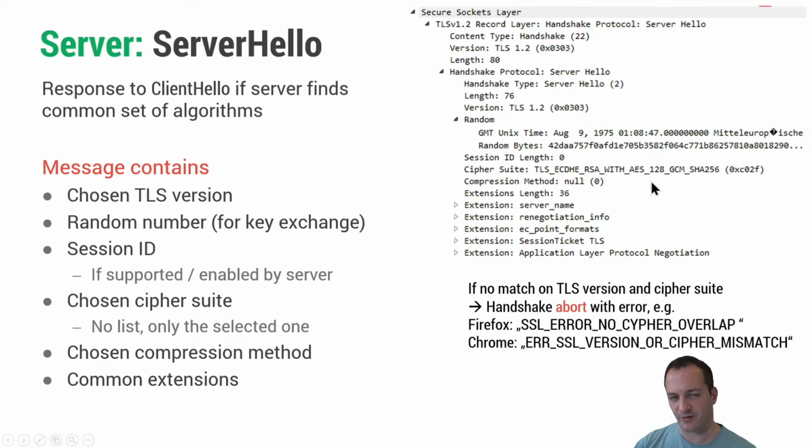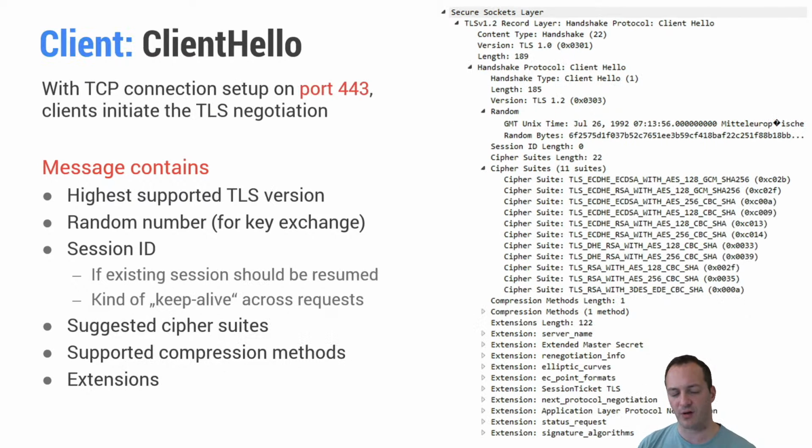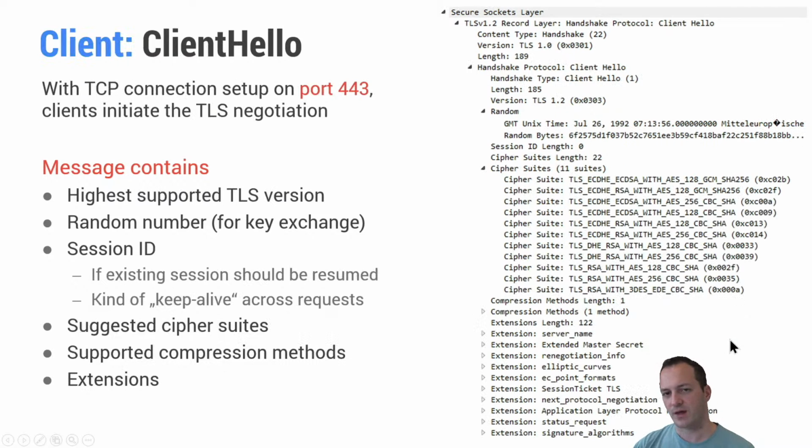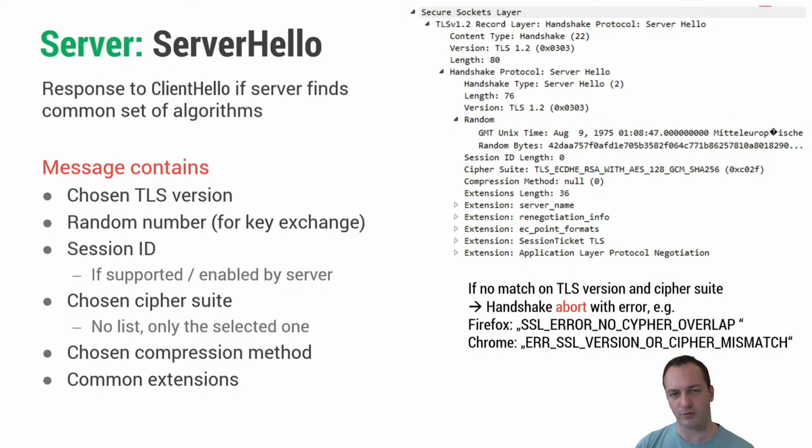What's important is that this is also some sort of early agreement. If there is no match, for example, imagine the list of cipher suites the client would send to the server would be empty, then the handshake would just fail early. In Firefox the error would be SSL error no cipher overlap, or in Chrome a version or cipher mismatch. Imagine you're using an old Android 4 phone, and old Android 4 phones unfortunately do not yet support TLS 1.2. So if you go to a modern server and the minimum it supports is TLS 1.2, then the communication will just end with such an error.